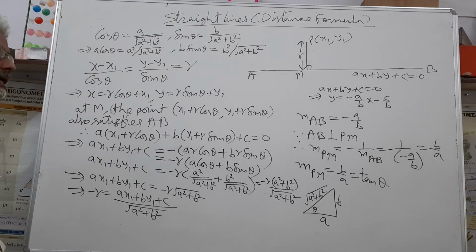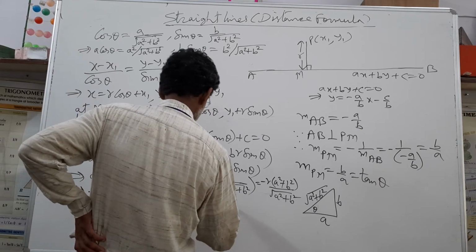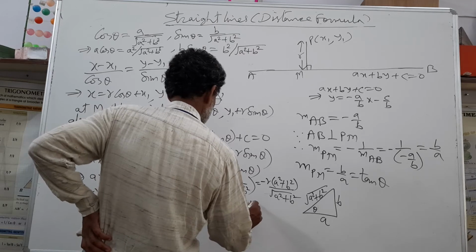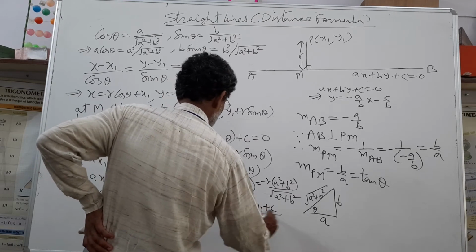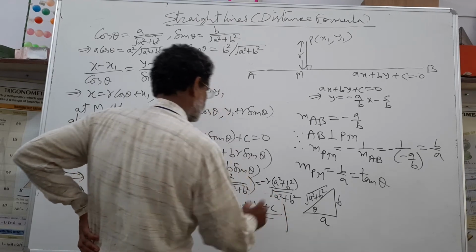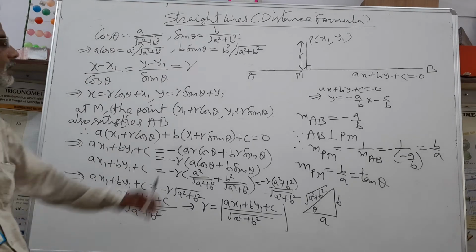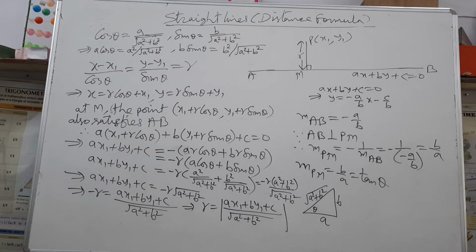Now distance cannot be negative. Therefore, we will take the modulus on both sides. This implies r is equal to mod of (Ax1 plus By1 plus C) upon under root A square plus B square. This is the formula for the distance of a point (x1, y1) from a line Ax plus By plus C is equal to 0.